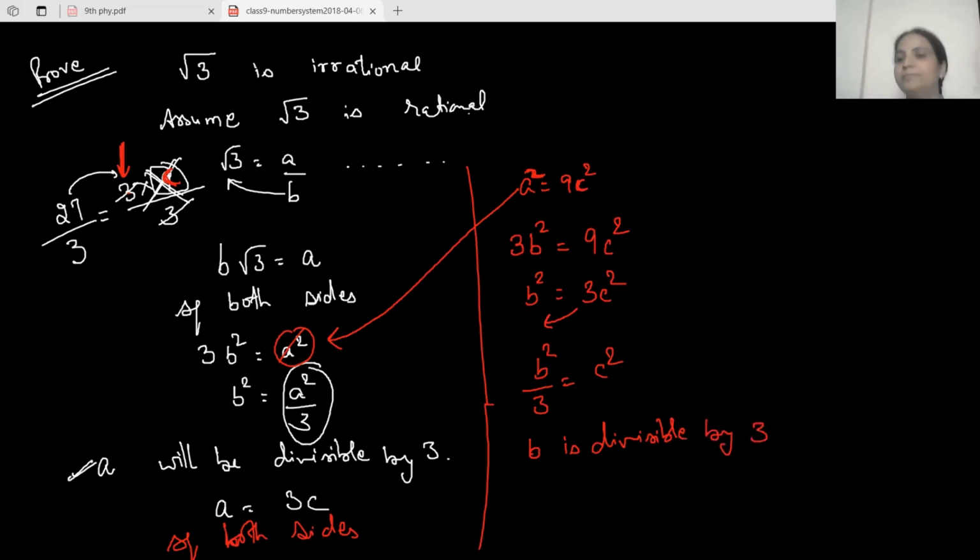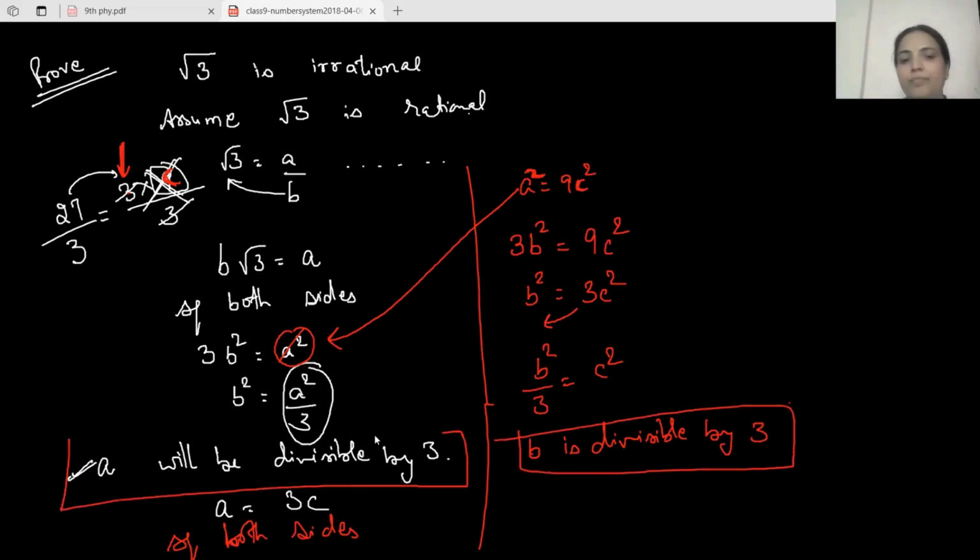Right or not, bache? If b is divisible by 3, that means a and b are not co-prime. This means our assumption is incorrect. This means root 3 is irrational. Understood or not, everyone?